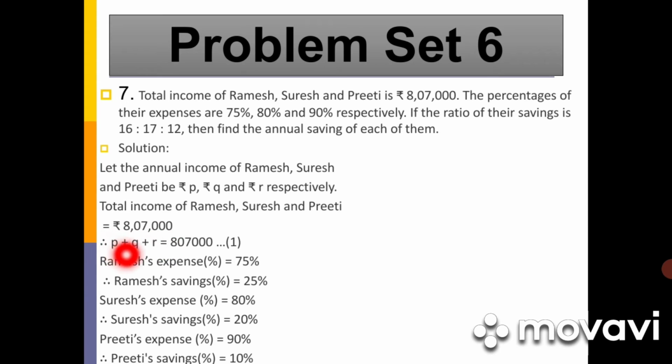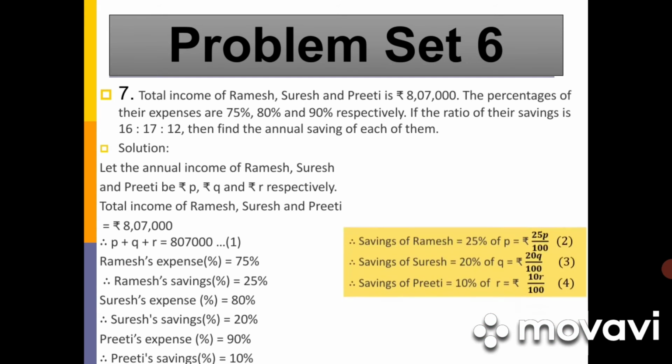Therefore, P plus Q plus R is equal to 8,07,000. Let this be 1. Ramesh's percentage of expense is equal to 75%. Therefore, Ramesh's percentage of savings is equal to 25%. Suresh's percentage of expense is equal to 80%. Therefore, Suresh's percentage of savings is equal to 20%. Preeti's percentage of expense is equal to 90%. Therefore, Preeti's percentage of savings is equal to 10%.